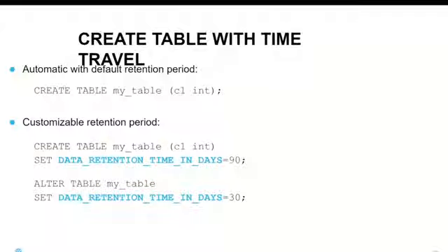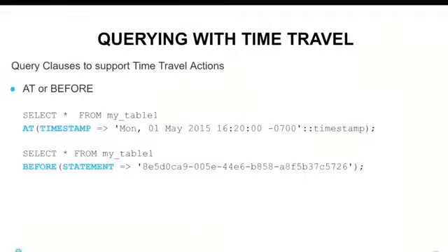Beyond the 30th day, you will not be able to retrieve the data from your historical backdrop. Now, how do you query with time travel? There are two ways which Snowflake supports. One is AT, and one is BEFORE.